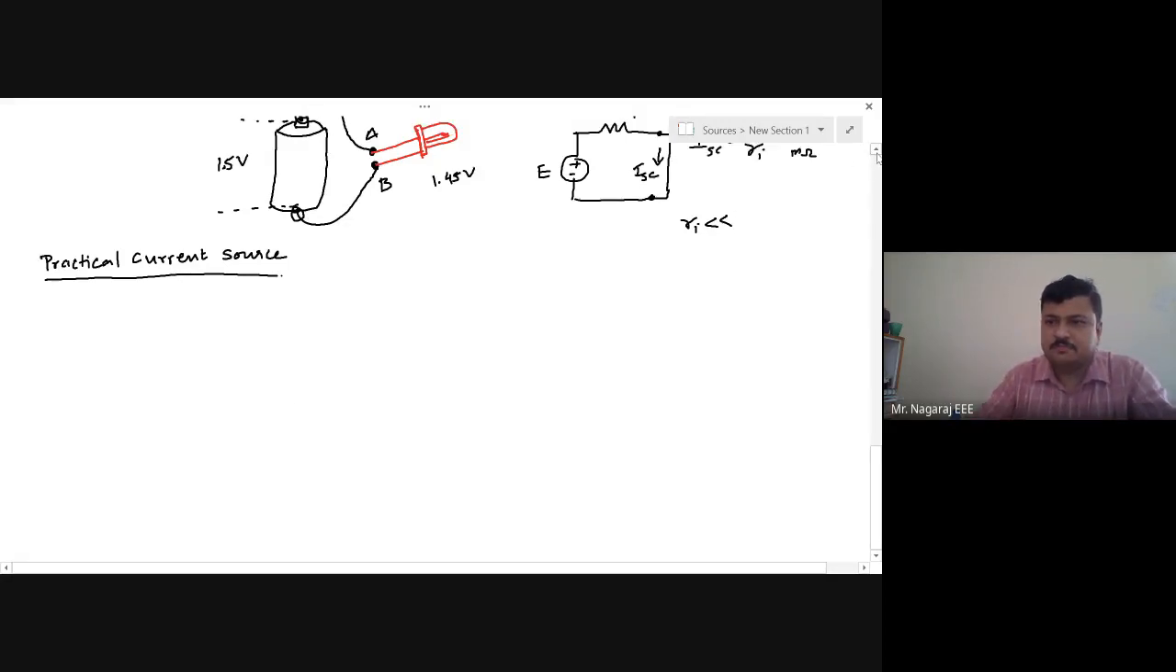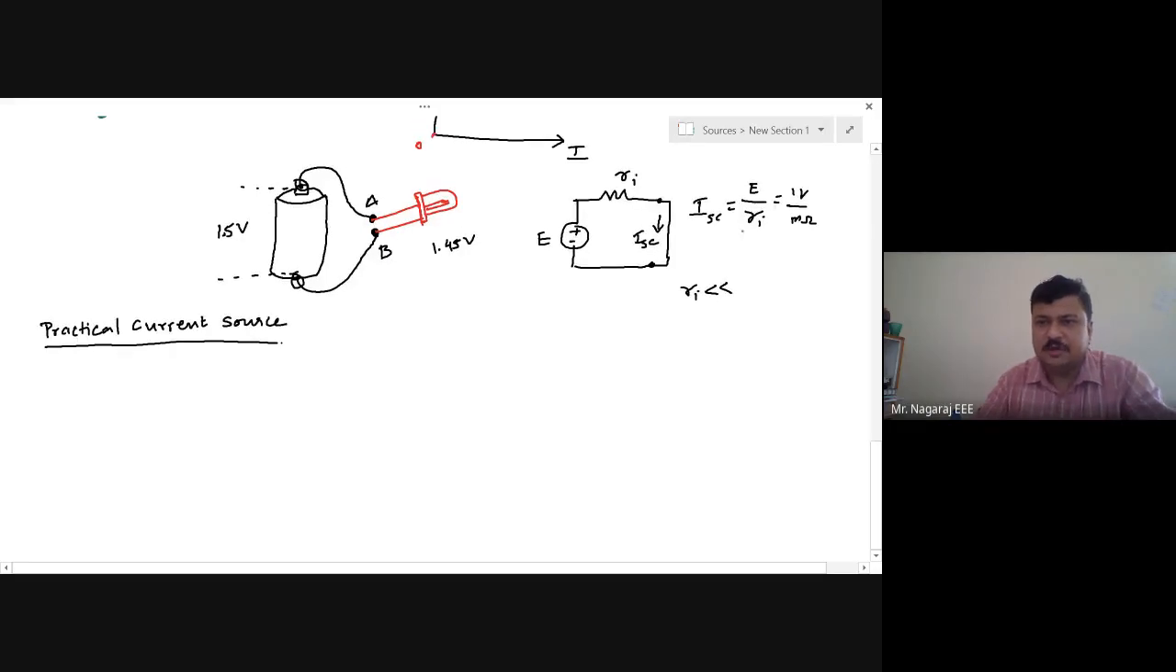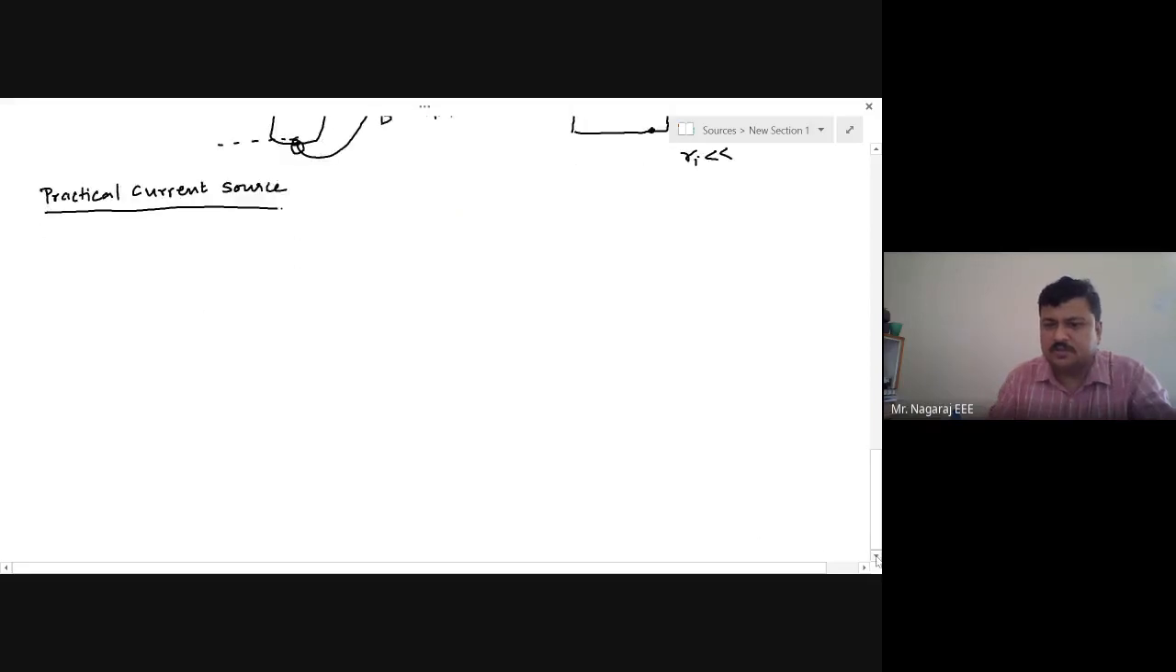You remember this equation ISC, which is E divided by Ri. I will write, let it be, we are on the same page, no issues. You can navigate up and down. Now, let me take the same circuit, with an EMF value of E volts, having a small internal resistance of Ri value. This is terminal A and terminal B available for external connection.